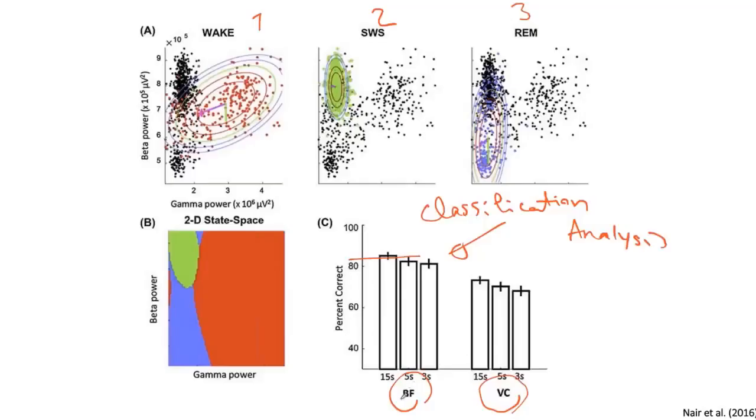I'm not sure about what VC was, but I can double check that. It probably says ventral tegmentum, or I'm not sure. I can double check.